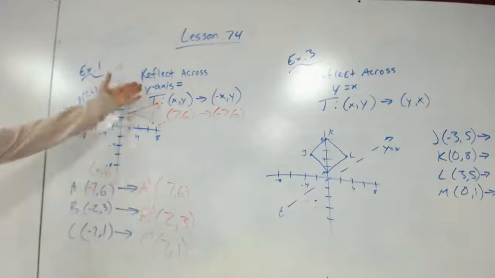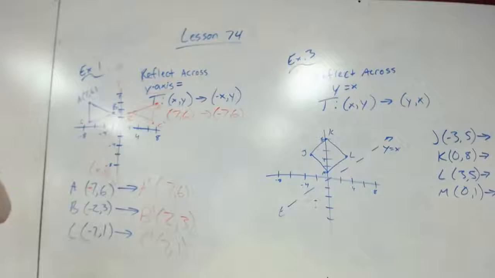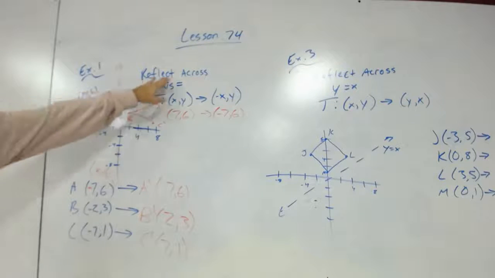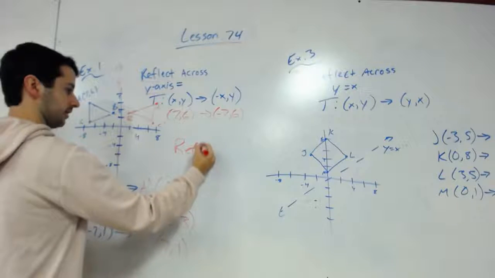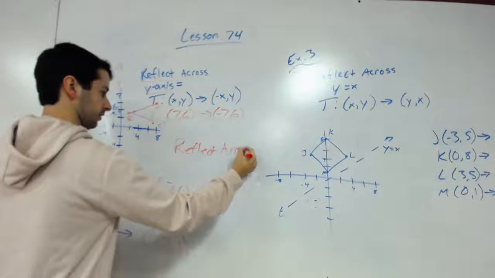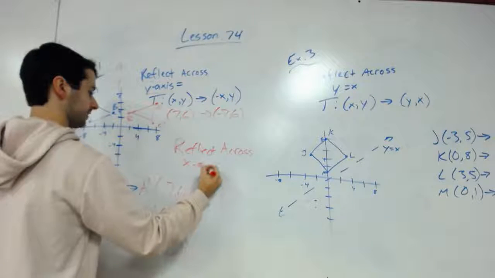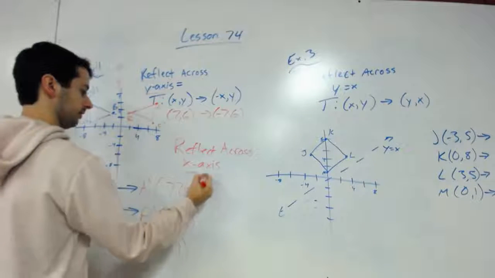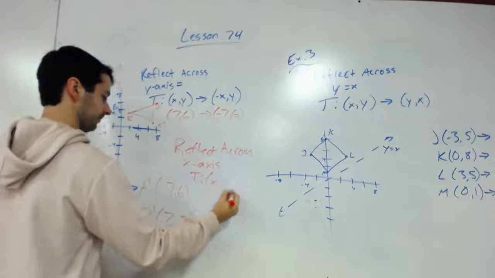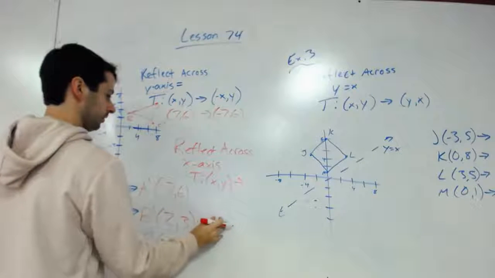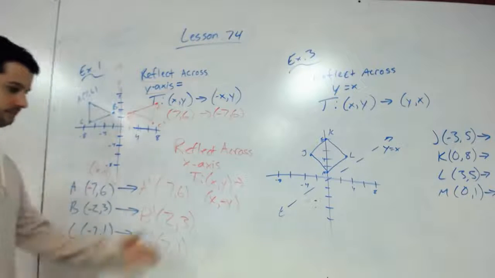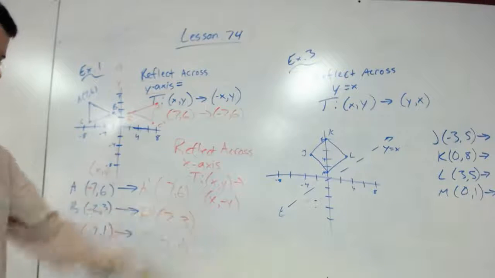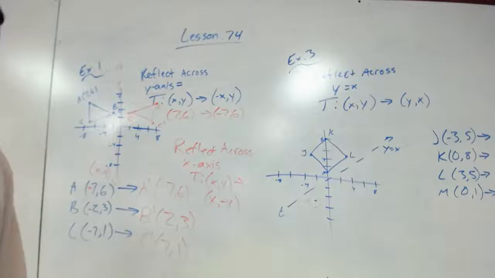So if you had to guess what would be reflecting across the x-axis, if you start with x, y, all you do is go to x, negative y. That's all. So it just switches the signs there. So that's how you reflect just across the x or y axis.